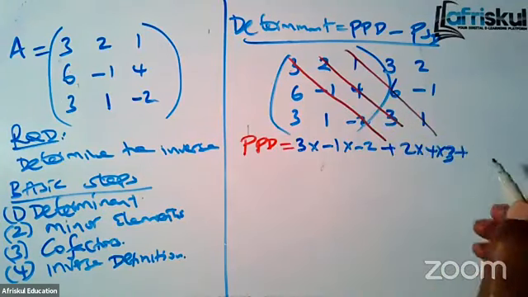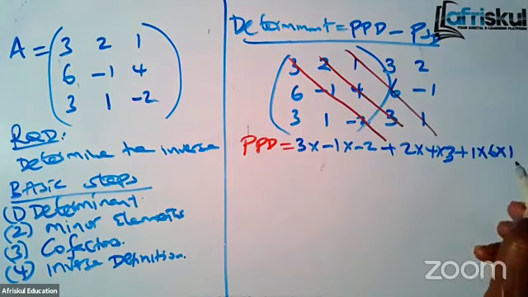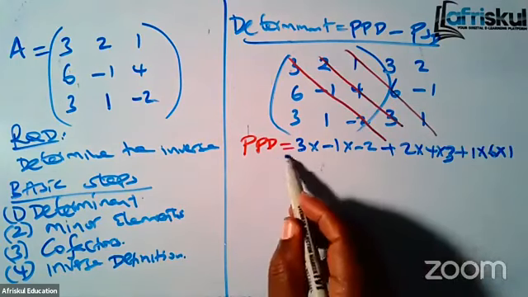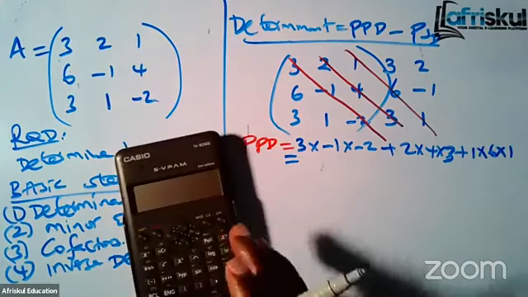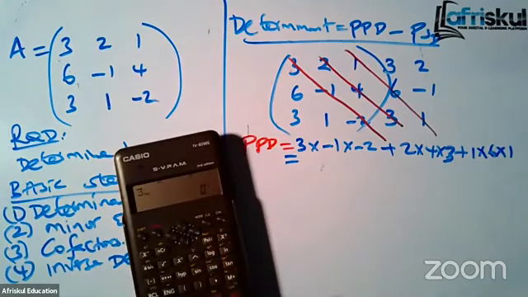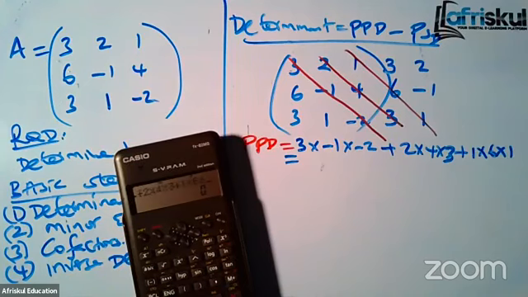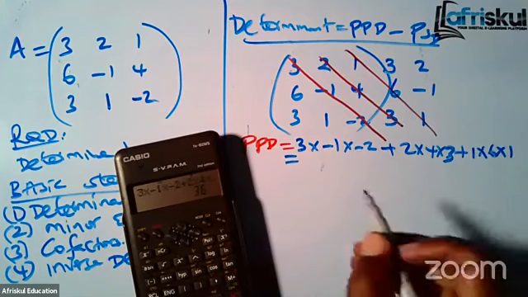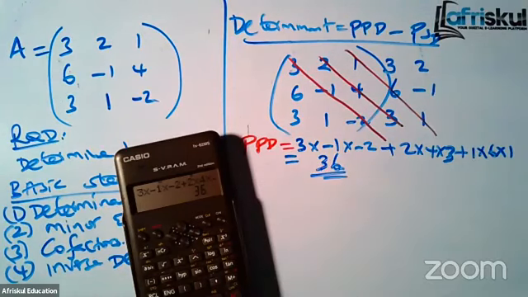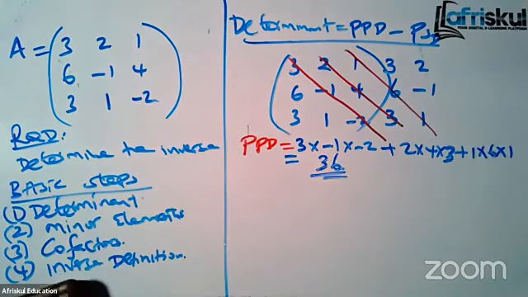Plus we have here 1 by 6 by 1. Product means you're multiplying. So please give us that answer. So this answer, what do we have? 3 times -1 times -2 plus 2 times 4 times 3 plus 1 times 6 times 1 equals, I'm able to get 36. That is the product of the primary diagonal.